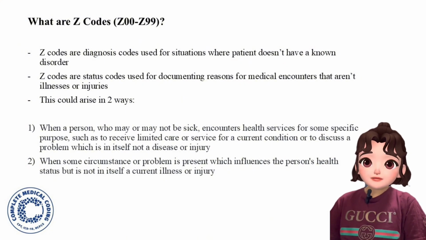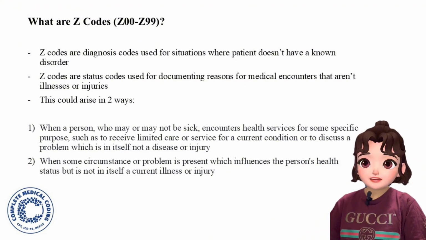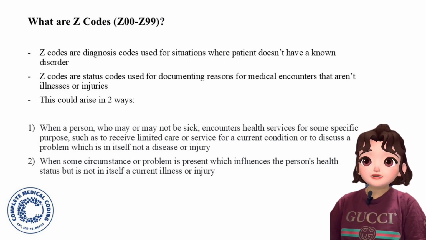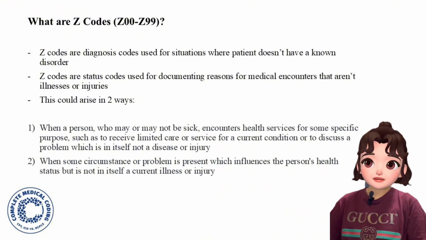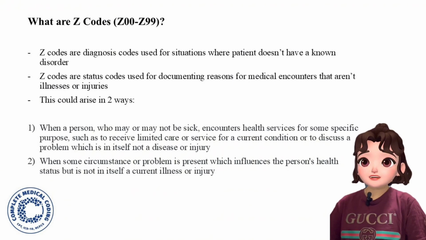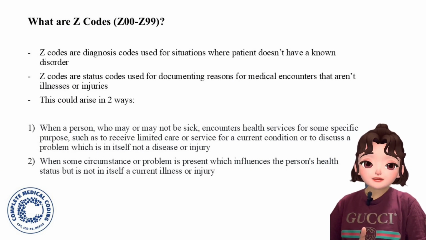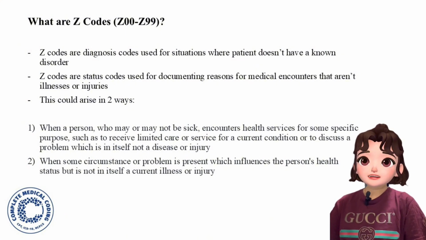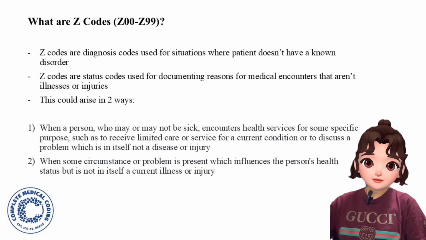Now, second one, when some circumstance or problem is present which influences the patient's health status but is not in itself a current illness or injury. So again, here some circumstances or some certain conditions which may reflect the patient's health status, but it is not a current illness. So in that case also, we will mark it as a Z code.